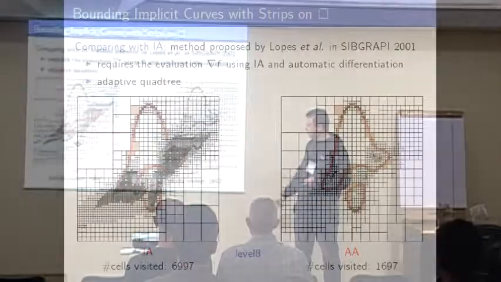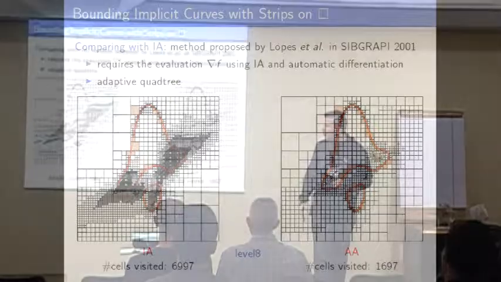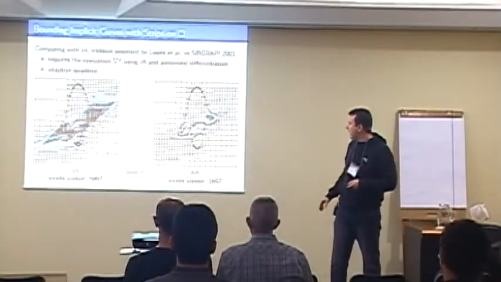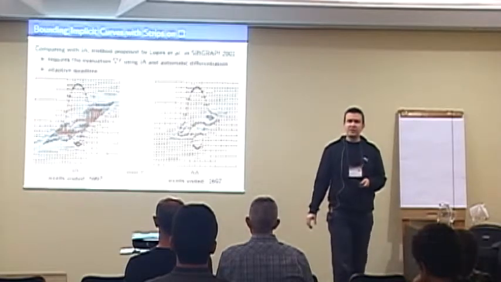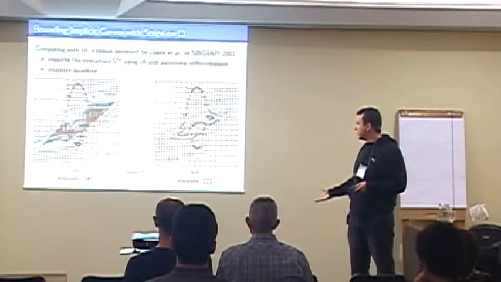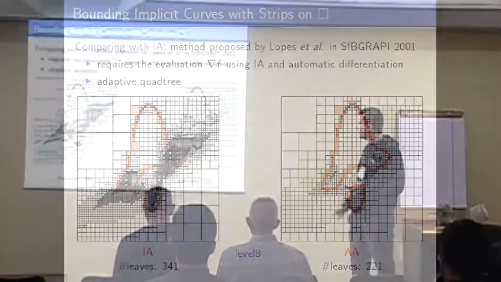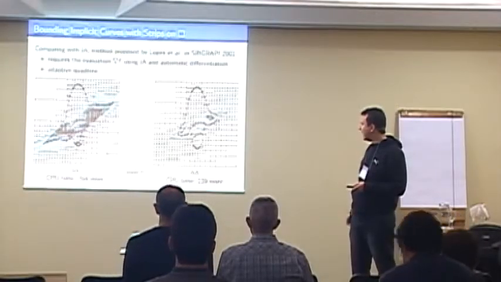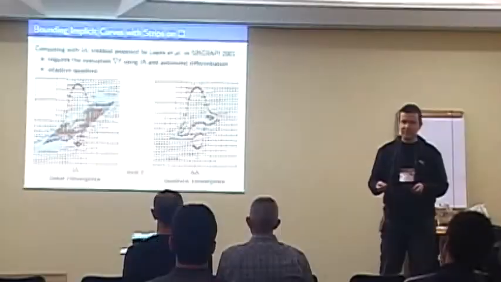Some statistics you can see here. You have almost 7,000 cells to visit, and in our case, we have a little bit more than 1,600 cells, okay? The number of the leaves of the quadtree here, computational time here. More importantly, affine arithmetic provides a quadratic convergence for the curve, okay?